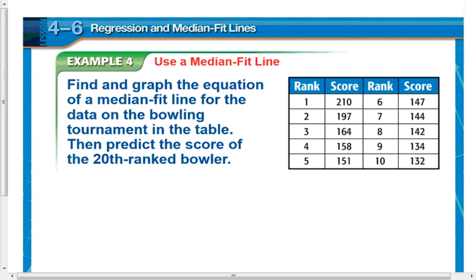Okay, example 4. Find and graph the equation of a median fit line for the data on the bowling tournament in the table, then predict the score of the 12th ranked bowler. Okay. So I'm wondering if it's the same data. Looks like it. Wish I hadn't changed my calculator. Oh, well, maybe it's still on there. Let's see.